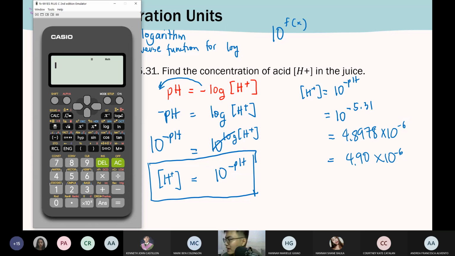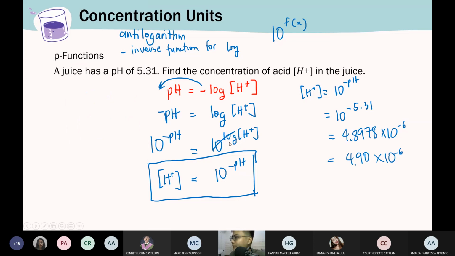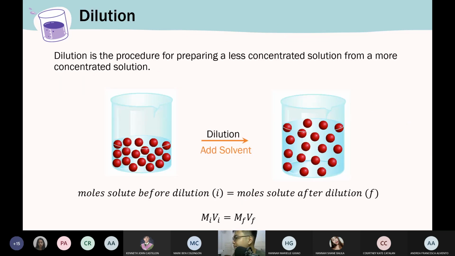Ayan. Okay. So, ganun lang. Okay. So, that is our last concentration unit. Now, let's go to the, siguro one of the last topic na gagawin natin. Okay na. So, sige. Ayun, good na. Kapag yung calculus nyo, hindi siya nag-show ng scientific notation, i-reset nyo lang, ha? Okay. So, let's go to the last topic for today, which is dilution.